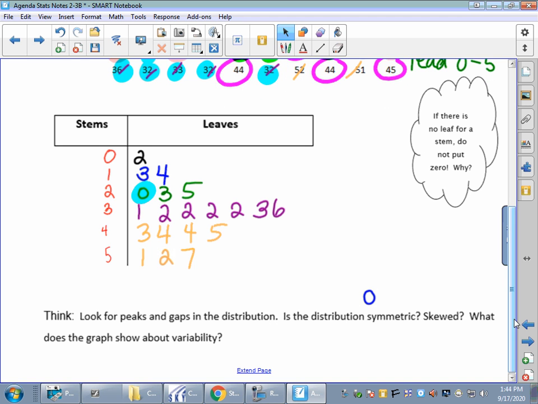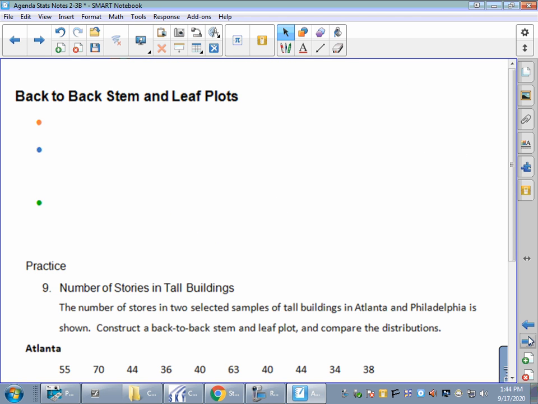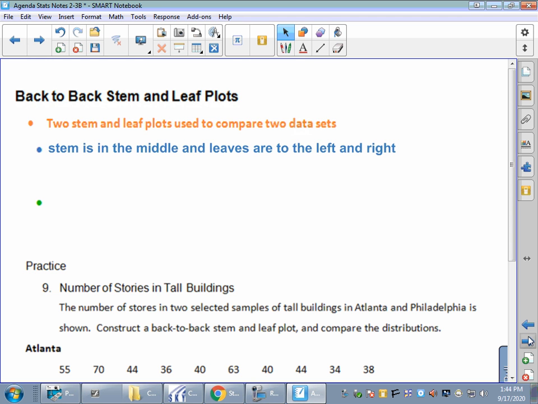All right. So last but not least, there are back-to-back stem and leaf plots. Back-to-back is the same idea, except it's 2 stem and leaf plots that compare 2 different data sets. The stem is in the middle. The leaves go out to the left and the right. And each set of leaves are arranged in numerical order from the stem, from the center. So on the left-hand side of that stem and leaf plot, you actually count backwards because you're working out from the stem in both directions.